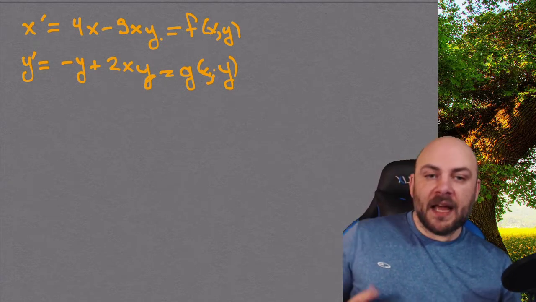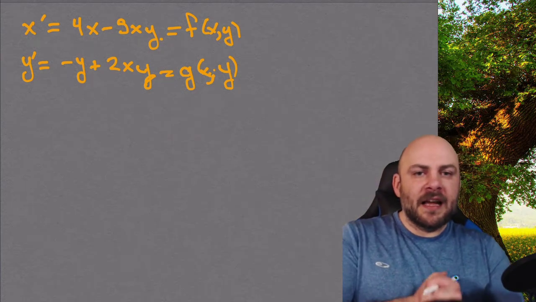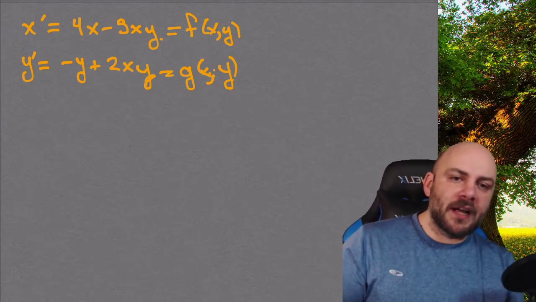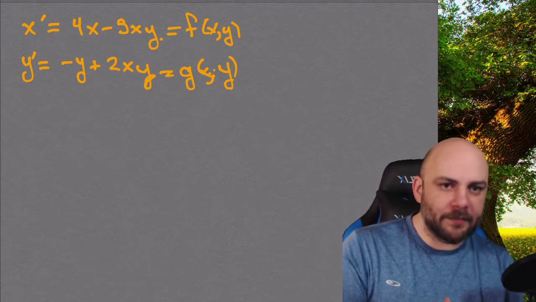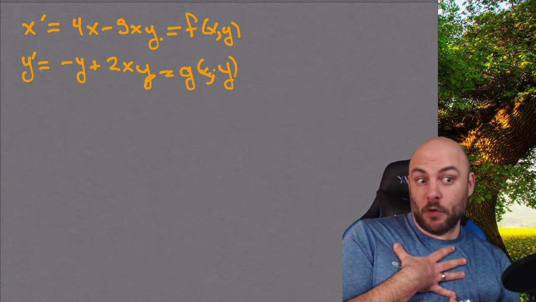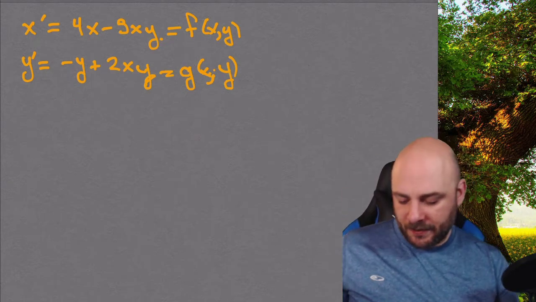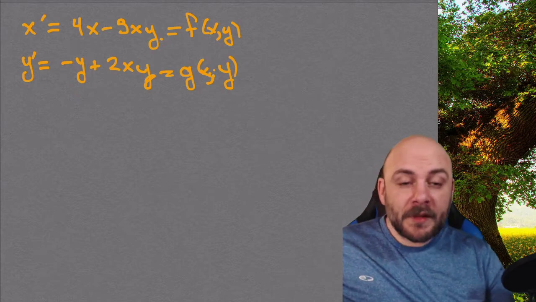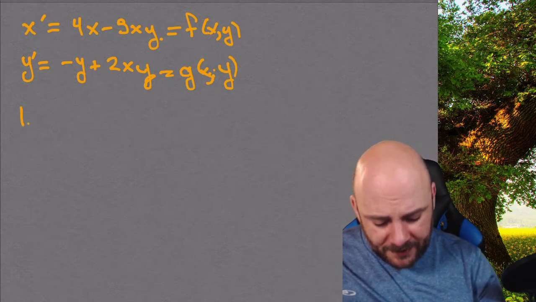What's nice about this example is that it's not very nonlinear. In fact, we're going to have a borderline case, and you're just going to have to trust me. I'll give you very good reasons why later. Step 1, we need to find the equilibrium.